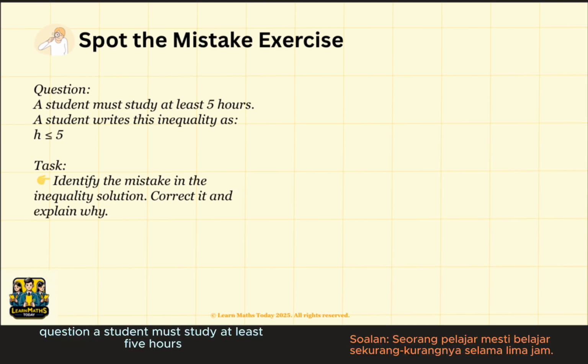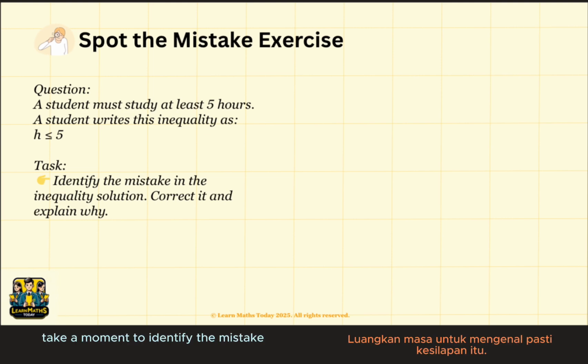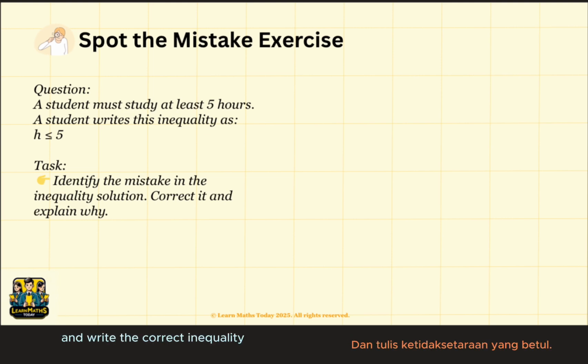Question. A student must study at least 5 hours. One student wrote it as h less than or equal to 5. Let's see why this is incorrect. Take a moment to identify the mistake and write the correct inequality. Think about what at least really means.